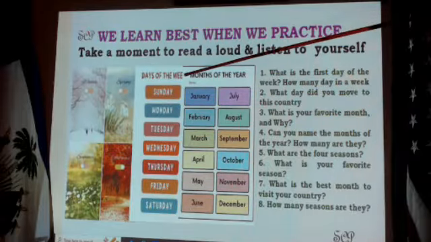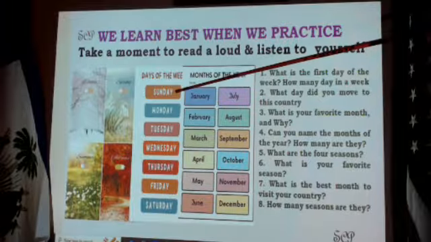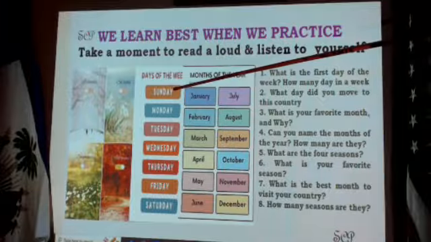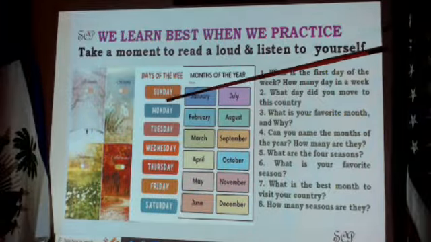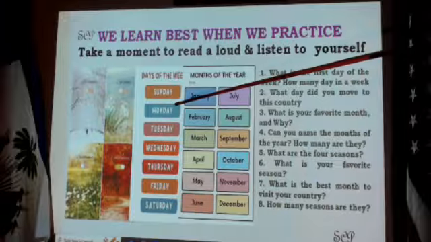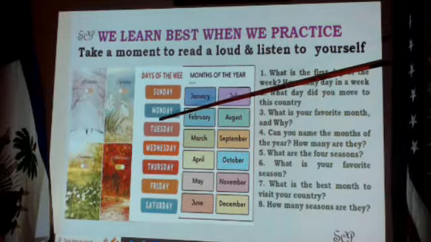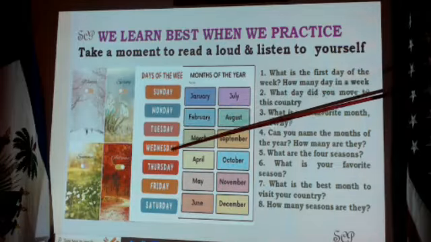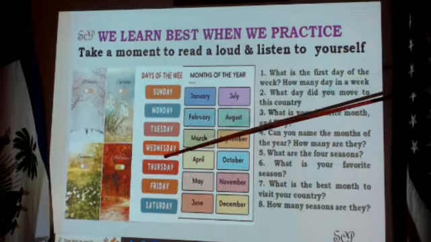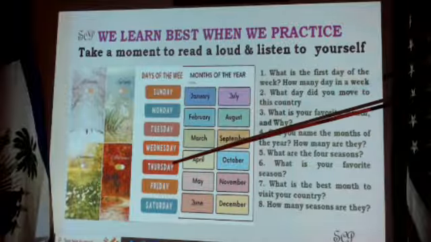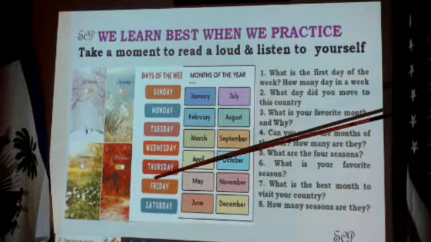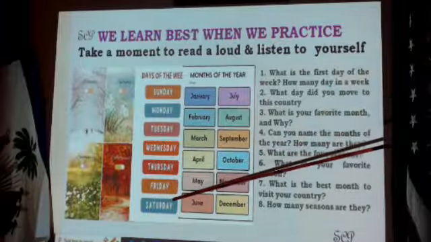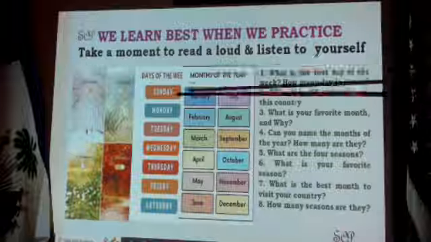Days of the week. Sunday, the first day. The calendar starts with Sunday. Monday, the second day. Tuesday, the third day. Wednesday, the fourth day. Thursday, the fifth day. Friday, the sixth day. Saturday, the seventh day of the week.